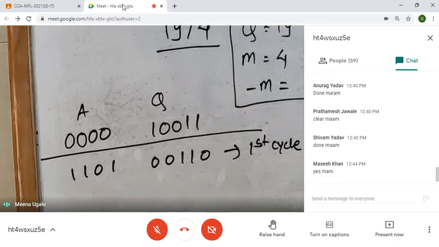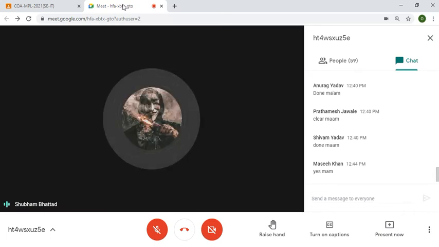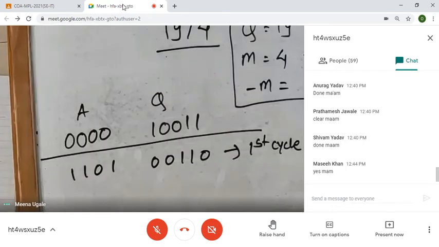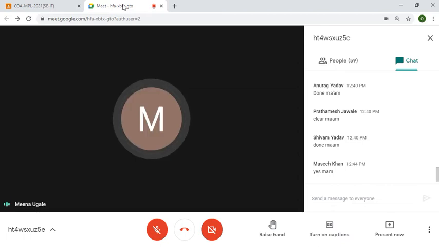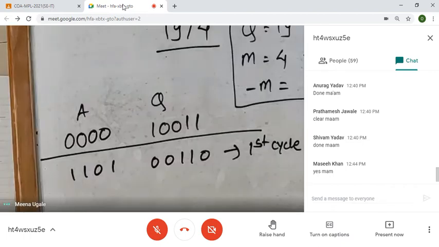Okay, Nasia, you got the answer. Very good. First cycle is correct. Go for second cycle. Ma'am, I am getting 1100 in first cycle. No, what are you getting for A minus M? A's value after shifting, here 1 will come, 0001.